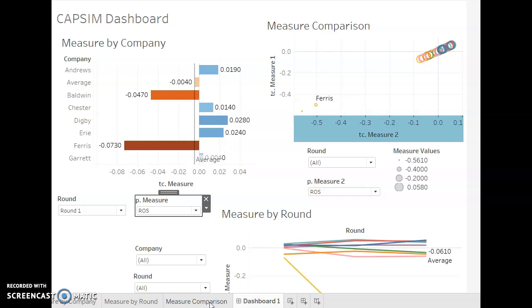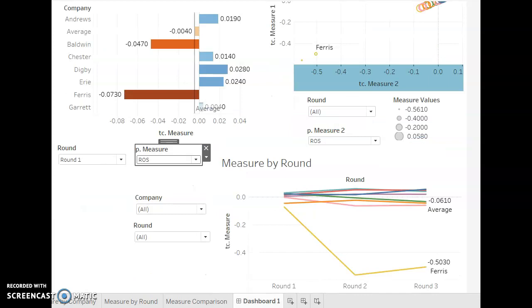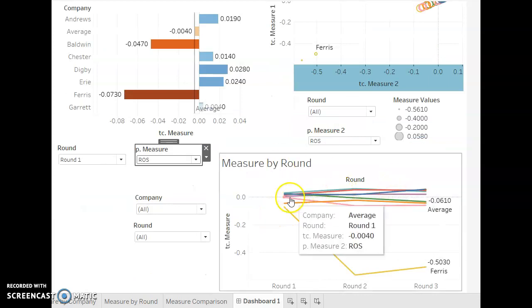This is the CAPSIM dashboard that my team, Ferris, and I were able to put together on Tableau. Right here, you see that we have three different graphs: measure by company, which is a bar chart; measure comparison, which is a scatter plot; and then down here, measure by round, which is a line graph.